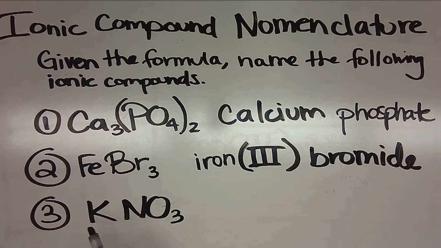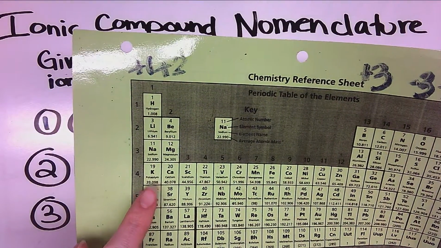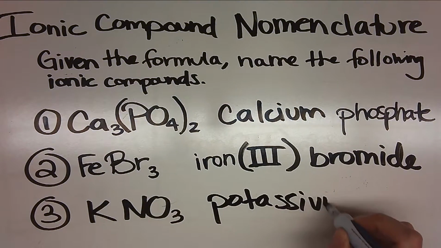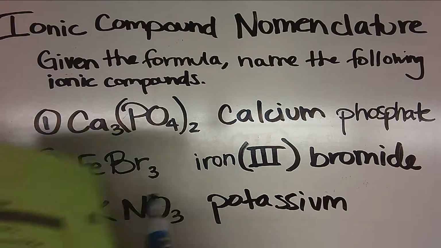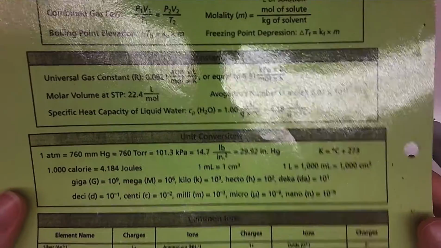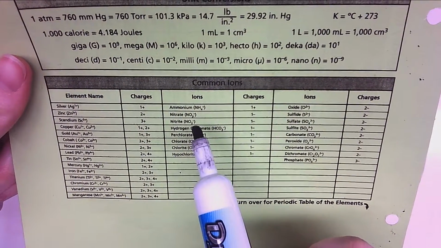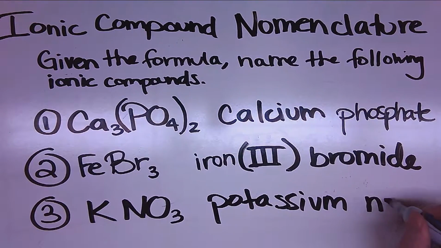All right, last one. I have potassium as my cation and a polyatomic anion group. So potassium falls in the alkali metals in group 1, so it's going to keep its name. So potassium. NO3 has a special name. I'm going to search for it on the back in my common ions list. There we go. NO3, there it is. So NO3 is nitrate. So this is potassium nitrate.